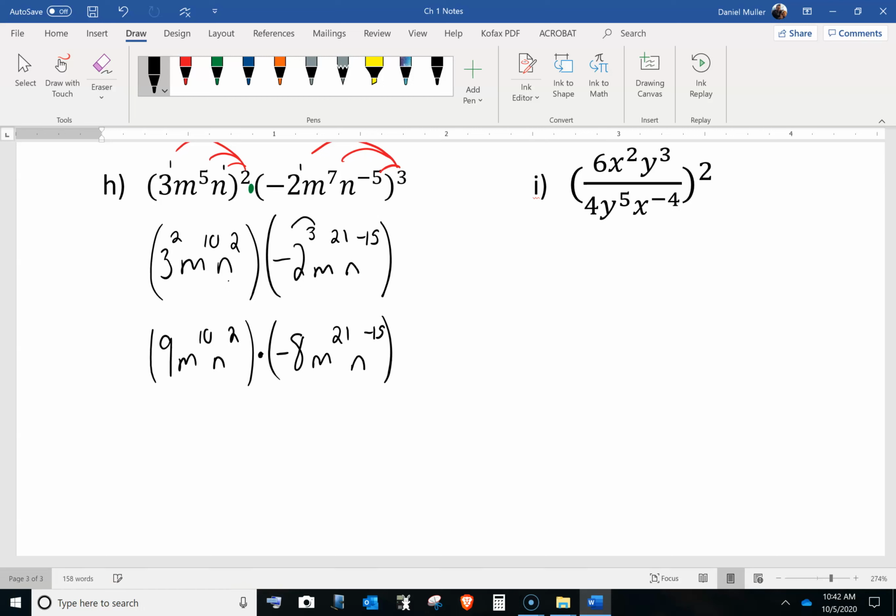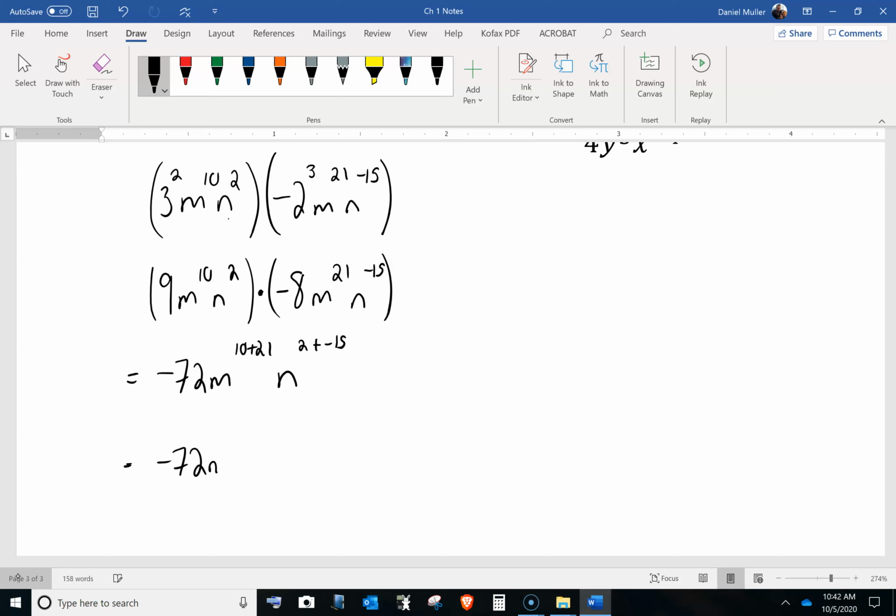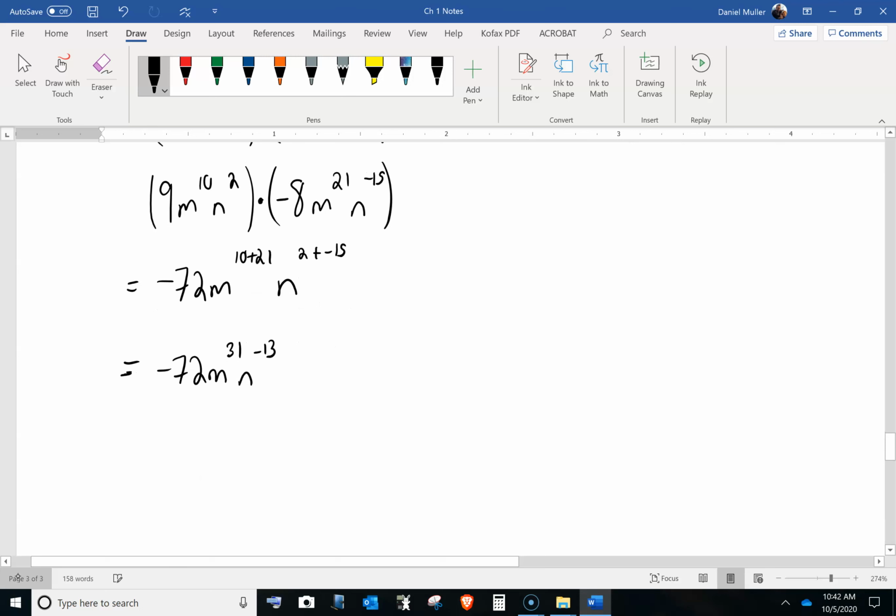And notice that I didn't put the 3 with that. If I wanted to, I would have told the person in the question, I would have put brackets around this, and I didn't. So this negative is just on the outside. Now I can multiply these. I do know that 9 times 8 is 72, and it's a negative 8, so I'll go negative 72. And then for the m's, I've got a 10 plus a 21. When you multiply, you add. And for the n's, I've got a 2 plus a negative 15. So I'm at negative 72, m to the 31, and n to the negative 13, which I don't like.